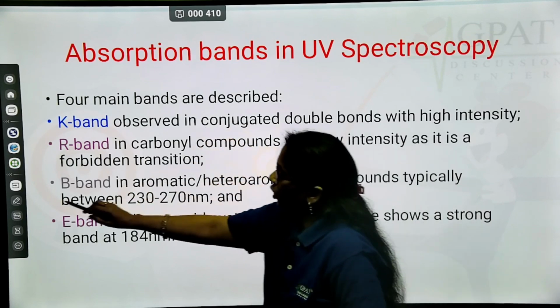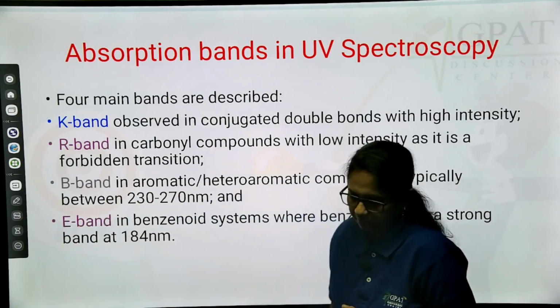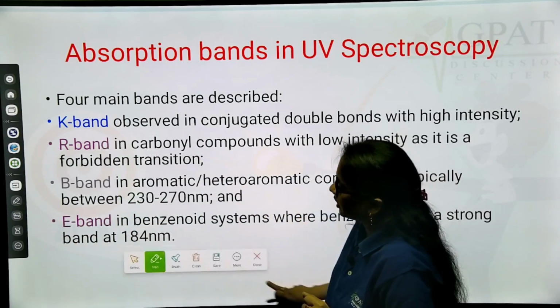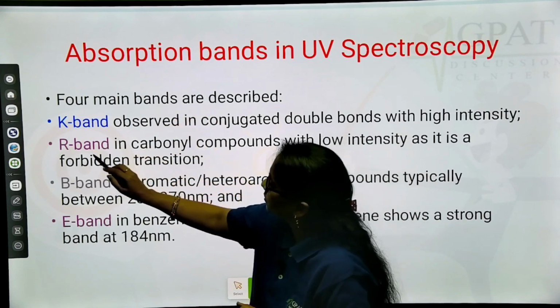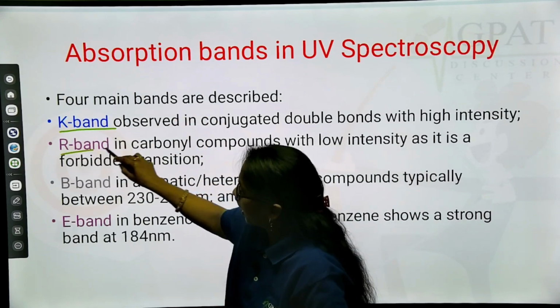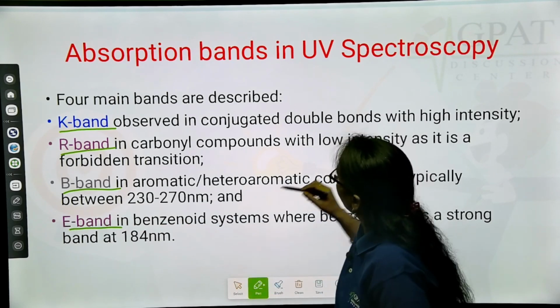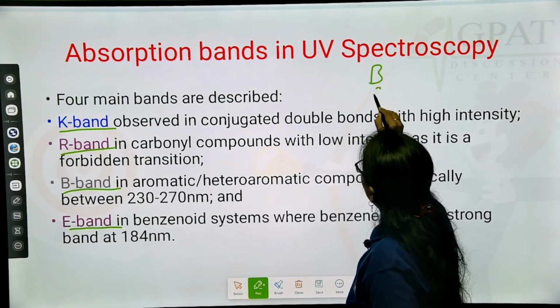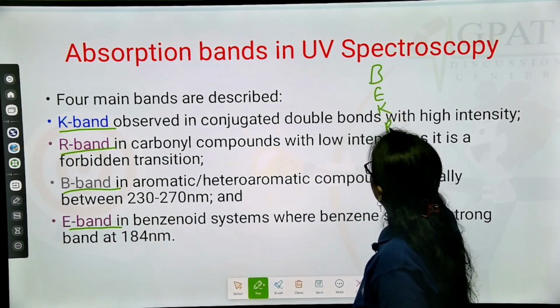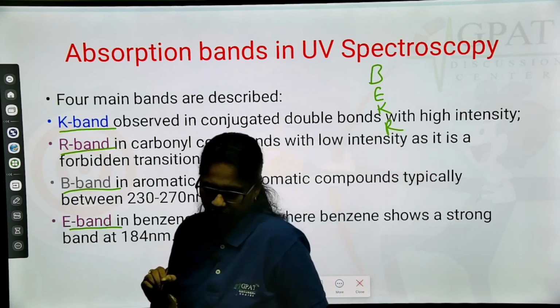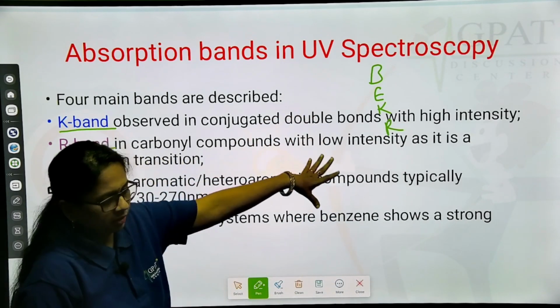There are 4 main bands observed. So what different bands are actually observed in absorption spectroscopy? That is K band, R band, B band, E band. If you want to remember them in the alphabetical way: B, E, K, R.